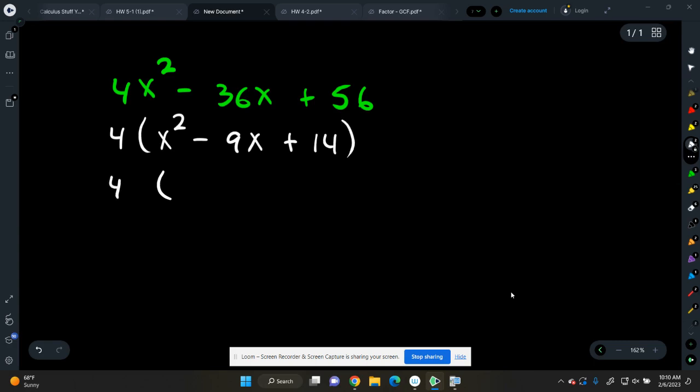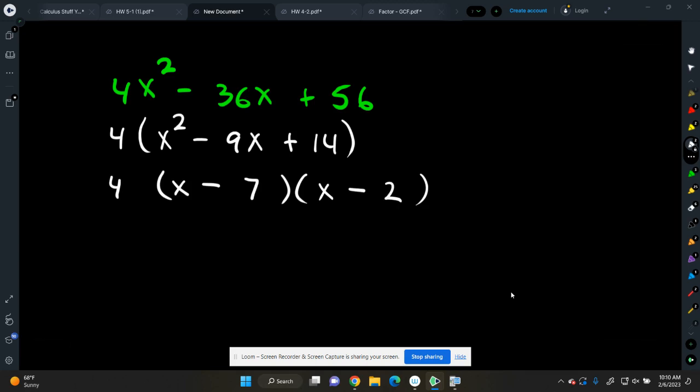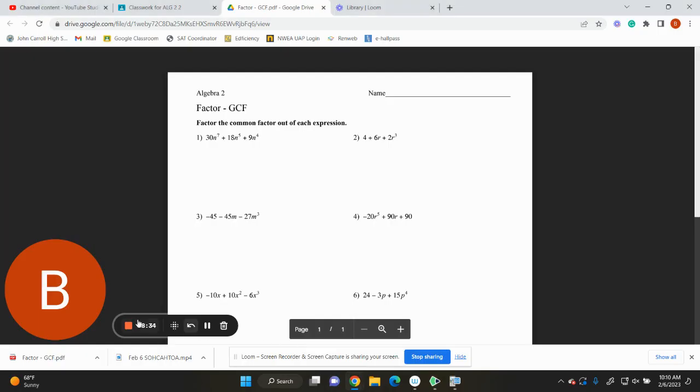Get our two sets of parentheses, and we've got x in both parentheses. Now they have to both be the same sign, so they both have to be minus. And we get 7 and 2. There we go. Now we are fully factored. All right, good job. He says minus. Negative. There's no problem.